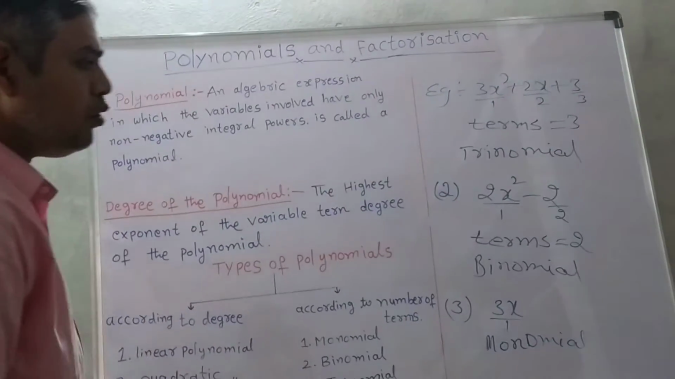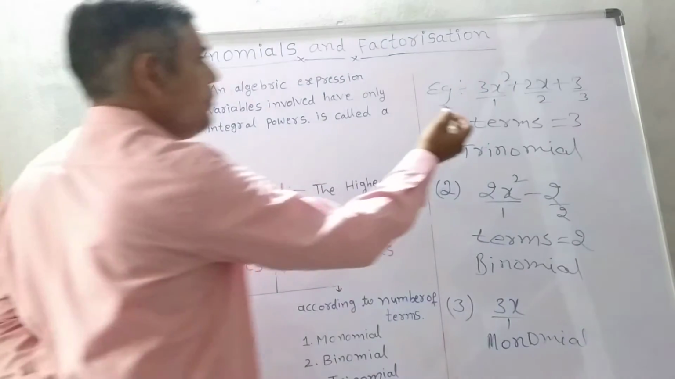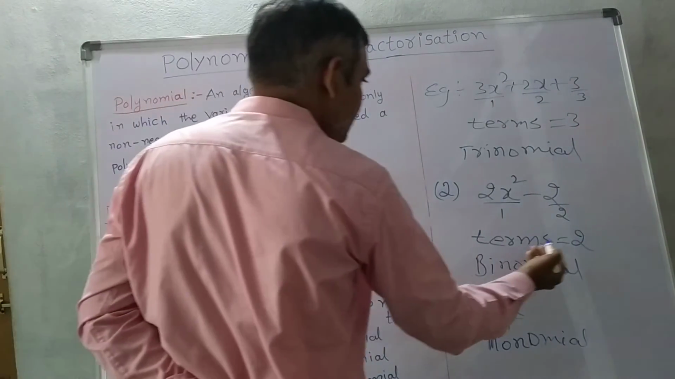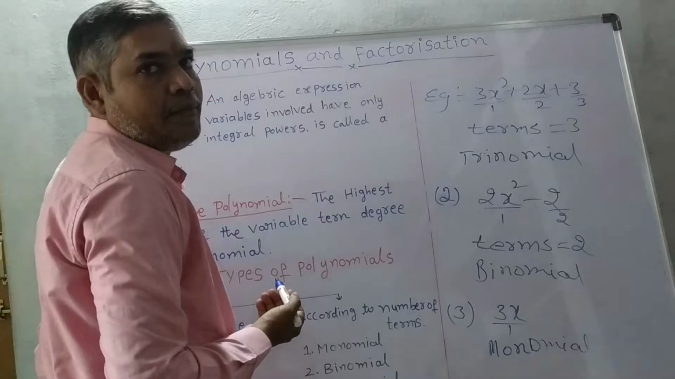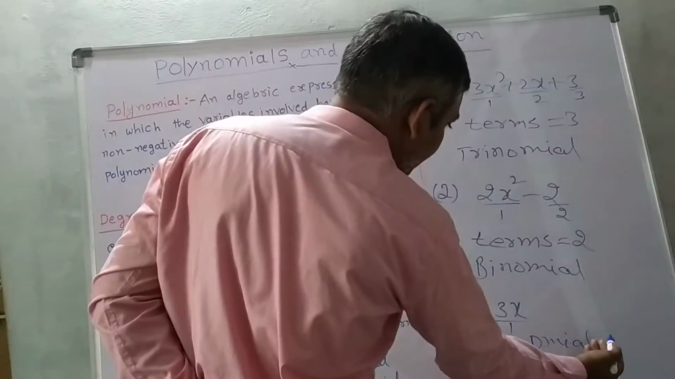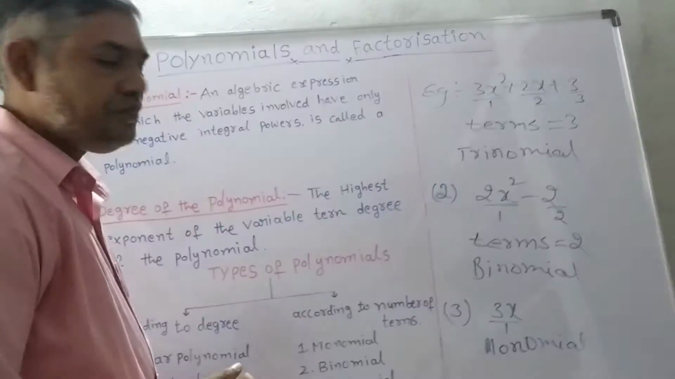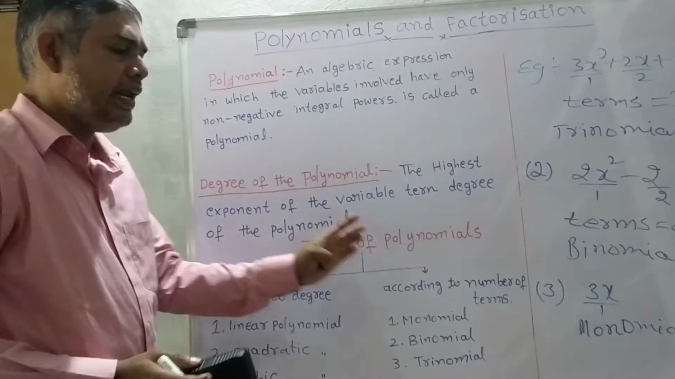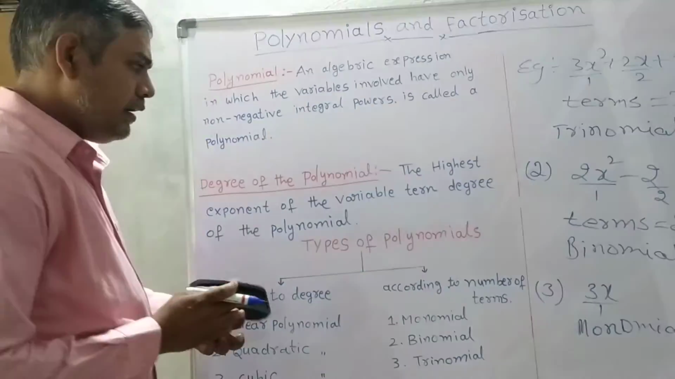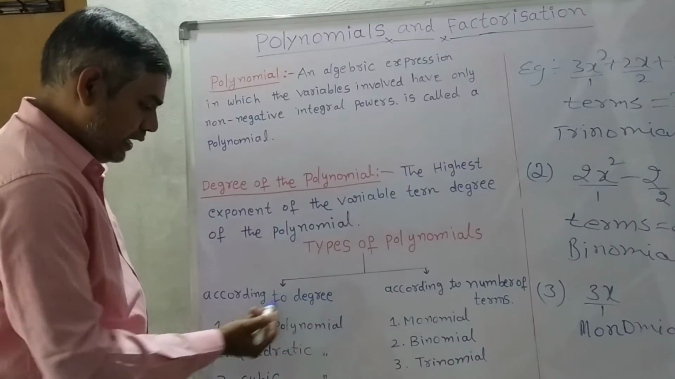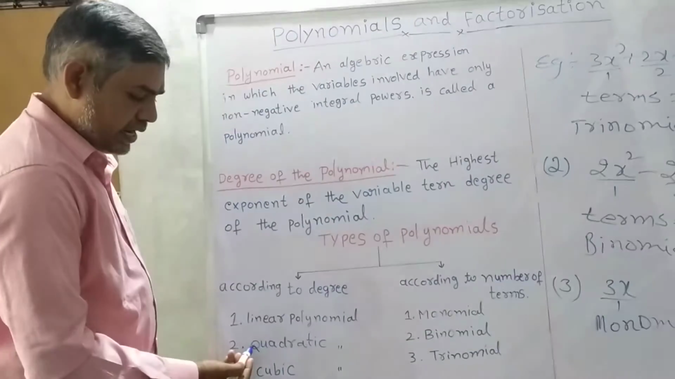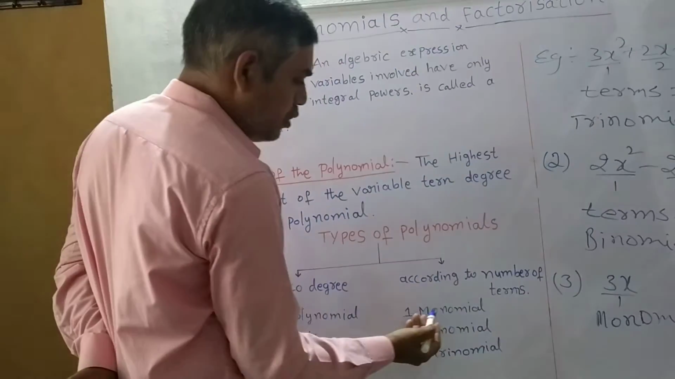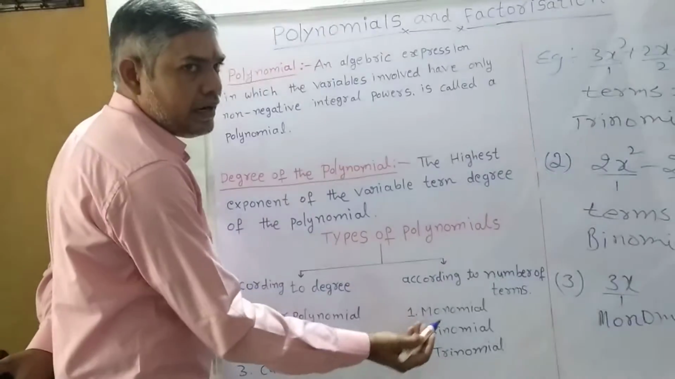This is called monomial. If the number of terms is 3, that is called trinomial. If the number of terms is 2, that is called binomial. If the number of terms is only 1, that is called monomial. This is the classification of polynomials according to degree and according to number of terms. According to degree, linear polynomial, quadratic polynomial, cubic polynomial. According to terms, monomial, binomial, trinomial.